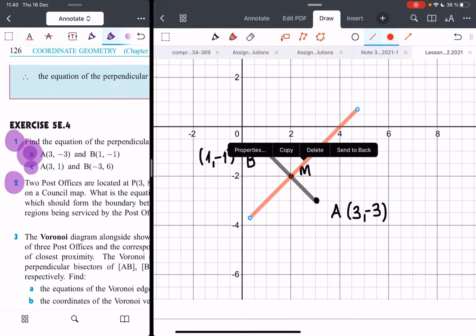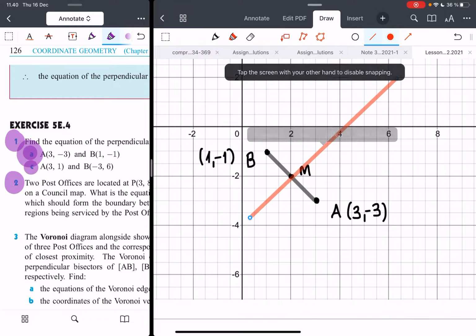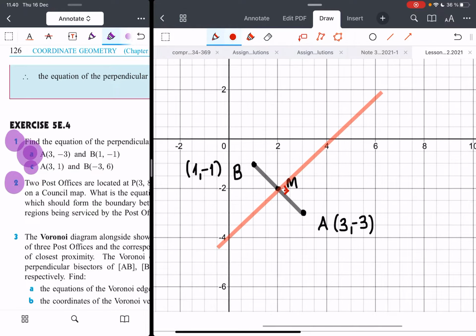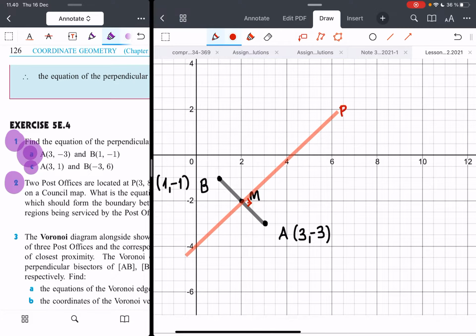Now, there is a line that is going through M, and it cuts the segment AB into 2 equal parts. And this line, as we said before, is perpendicular, meaning that it forms an angle of 90 degrees with the line AB. So this red line is what we call our perpendicular bisector. Perpendicular because the angle that it forms is 90 degrees, and bisector because it bisects. Bisects means cuts in two the segment AB.